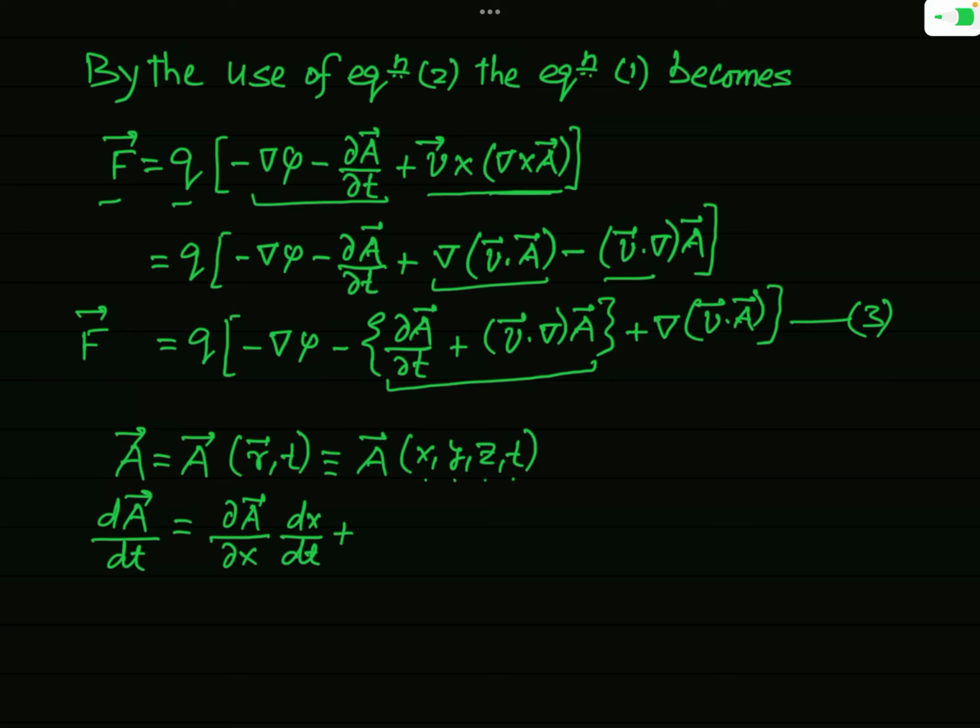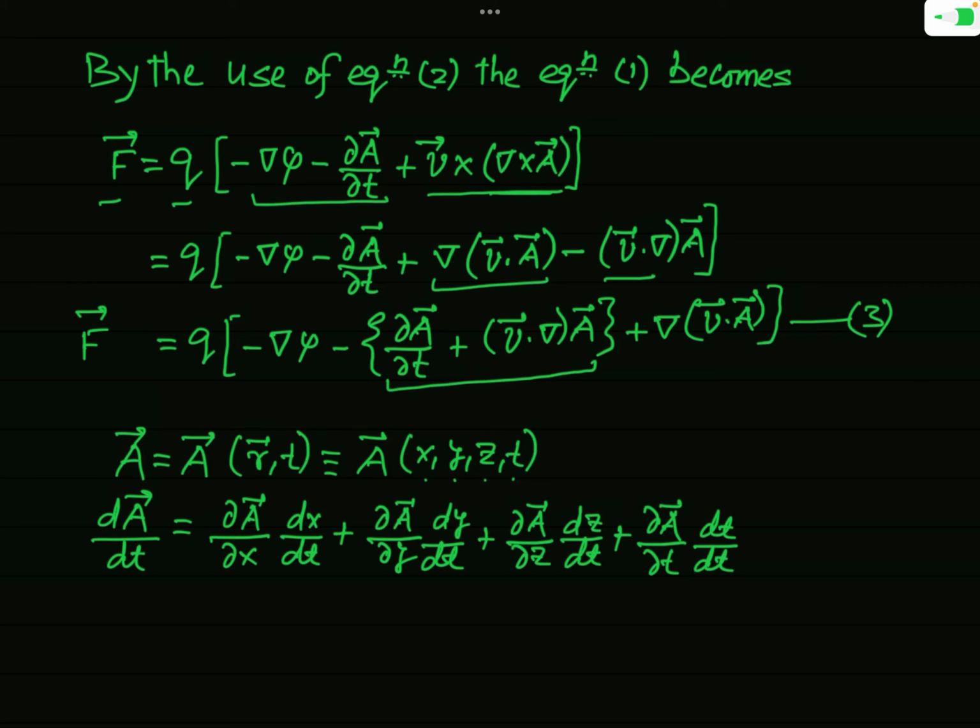Plus del A by del y times, can you say, that will be simply dy by dt, plus del A by del z. Can you say what will be the multiplicative factor? That will be dz by dt, and plus del A by del t times dt by dt. This expression has been written on the basis of rules of partial differentiation, and that is well known to you, I hope. Now you know this dt by dt is equal to 1.